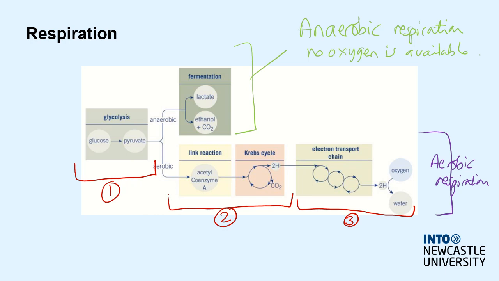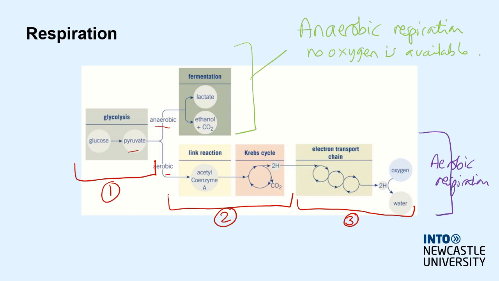One thing to note about glycolysis is glycolysis itself is anaerobic, so it is also part of the anaerobic pathway. So after glycolysis, the end product of glycolysis, pyruvate, if no oxygen is available, will enter into the anaerobic pathway. If oxygen is available, it will go into the aerobic pathway.